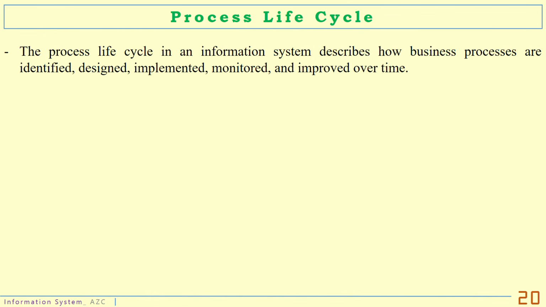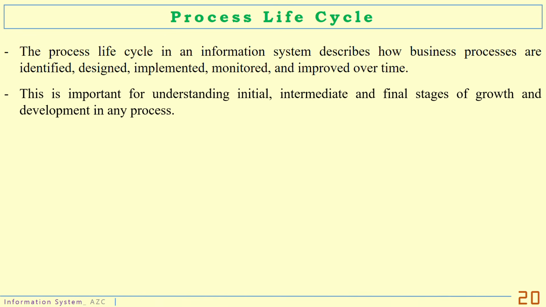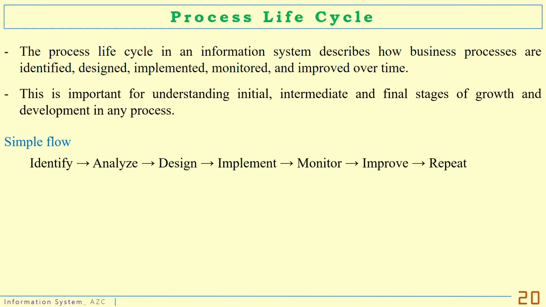Process life cycle. The process life cycle in an information system describes how business processes are identified, designed, implemented, monitored, and improved over time. This is important for understanding initial, intermediate, and final stages of growth and development in any process. Simple flow of process life cycle is identify, analyze, design, implement, monitor, improve, repeat.